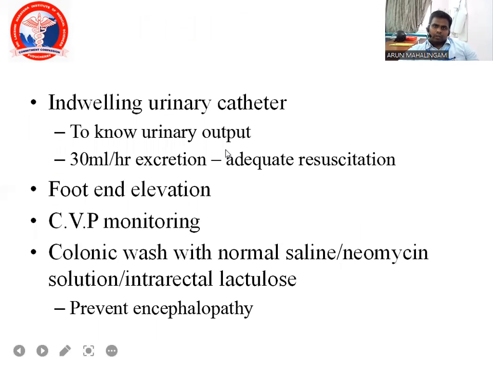Indwelling urinary catheter to see the output. The expected output to be maintained is 30 ml per hour, which indicates a sign of adequate resuscitation. Foot end elevation, CVP monitoring, and a colonic wash with normal saline and neomycin sulfate, and intrarectal lactulose to prevent encephalopathy due to blood accumulation.